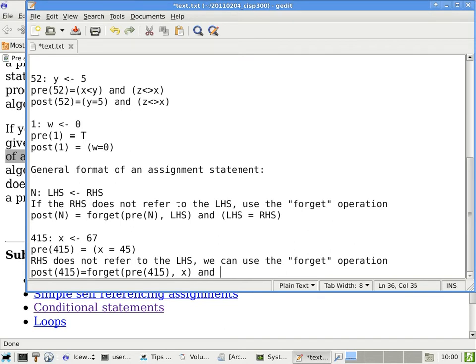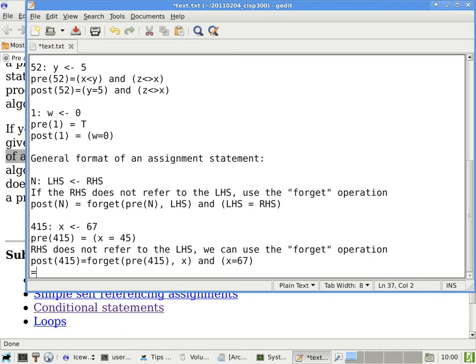x. And what do we say after that? x equals 67. This is the right-hand side of the assignment. In this case, 67 is the right-hand side of the assignment. So are we doing okay so far with the application of the forget operation? The next thing you have to do is to expand the precondition, because in this case, the precondition is already given to me as x equals 45.